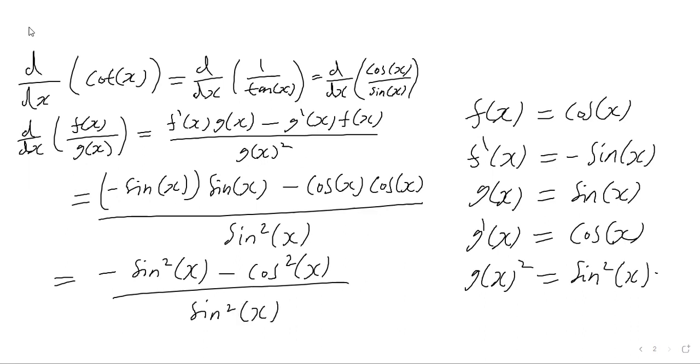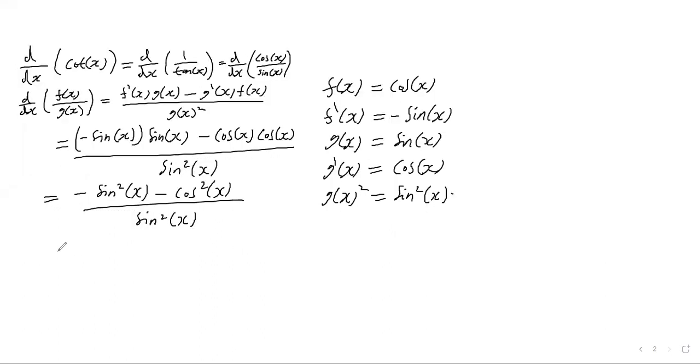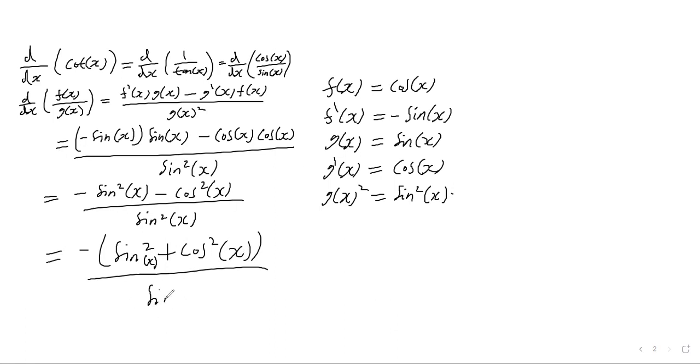So what we should know then from trigonometric identities is that sine squared plus cos squared is 1. So we can actually just factor out the negative sign. On the top, we've got sine squared plus cos squared. And as I just said, this numerator is actually just going to be a negative 1 because sine squared of x plus cos squared of x is just the number 1. So we're going to get a negative and then 1, because this all just goes to 1 inside that. And then that's divided by sine squared.